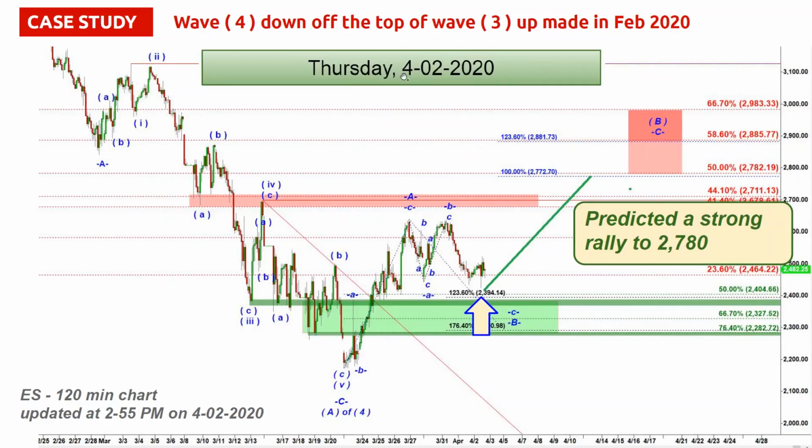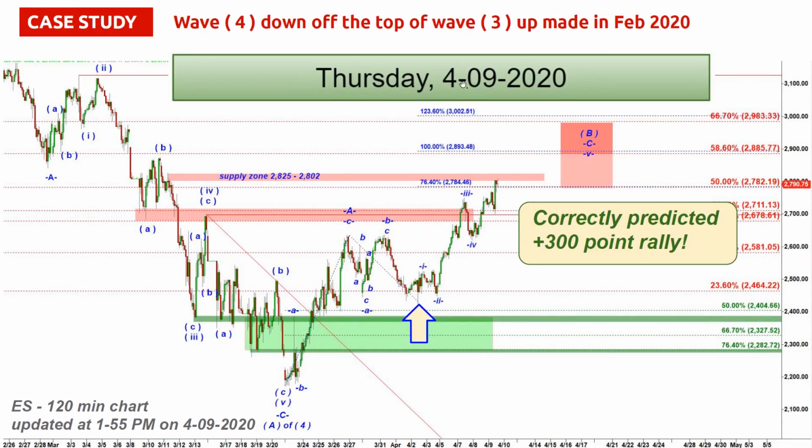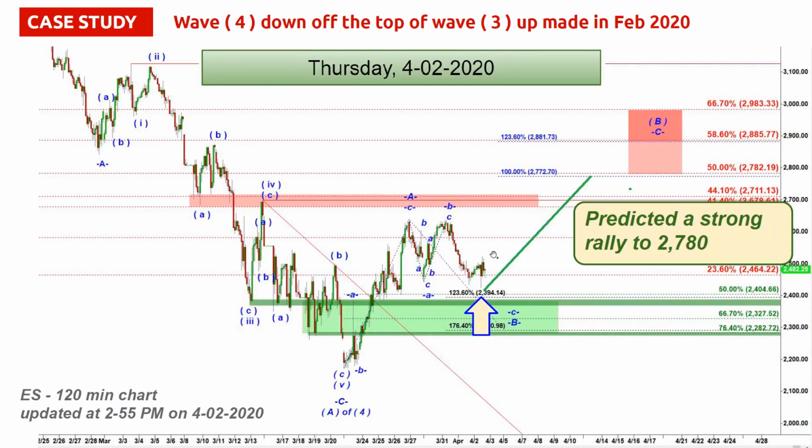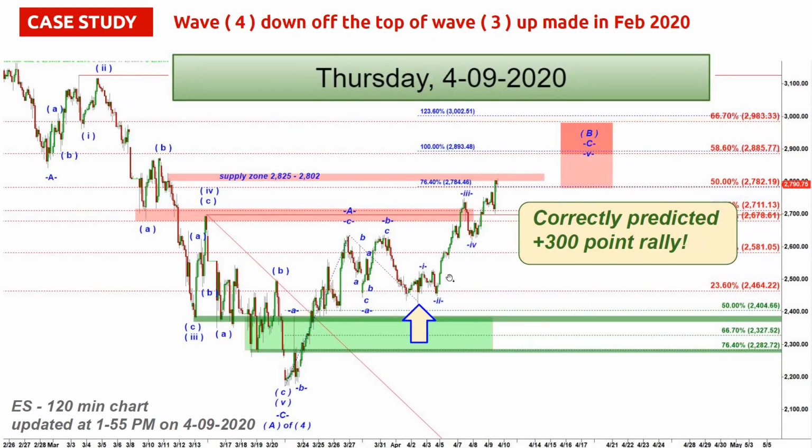It was Thursday, April 2nd. Let's see, Thursday, April 9th. And we got it. This is the line, and this is the rally. And we are at 2780. Doesn't look great. It looks amazing in my opinion.